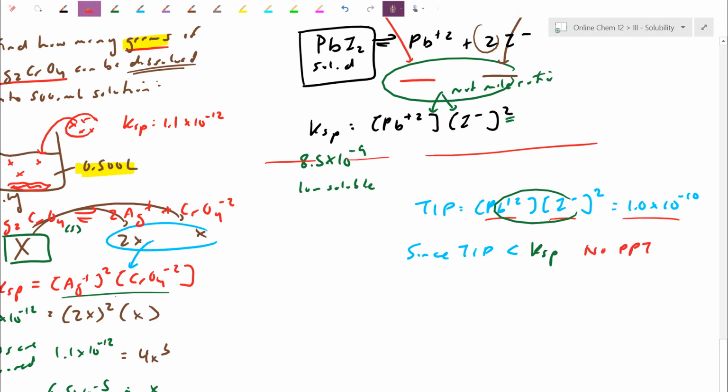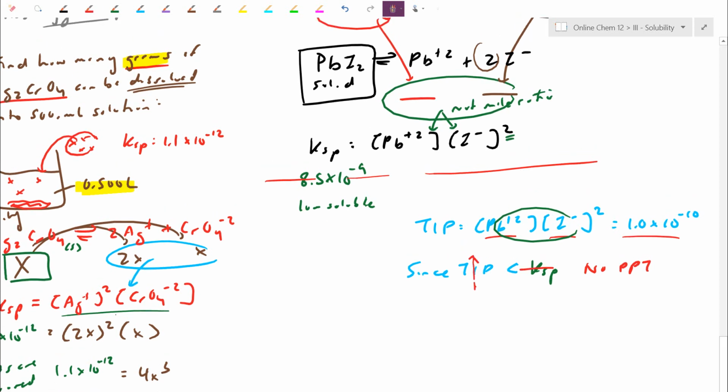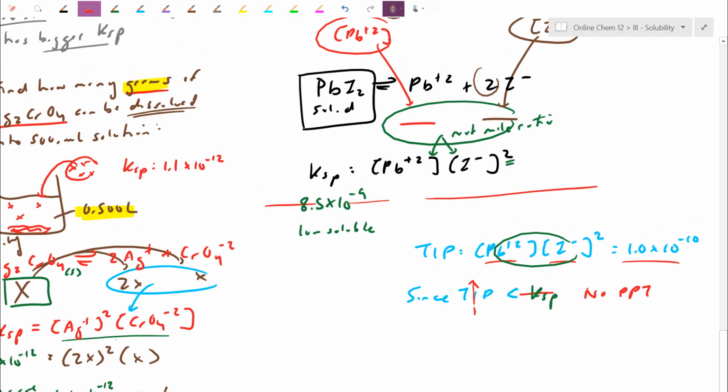The reason for that here is the TIP would need to get bigger, and then it would hit KSP. For the TIP to get bigger, and TIP is the product of the ion concentrations, I need more ions, which means any extra solid that I toss in needs to break up. The precipitate won't be left over.